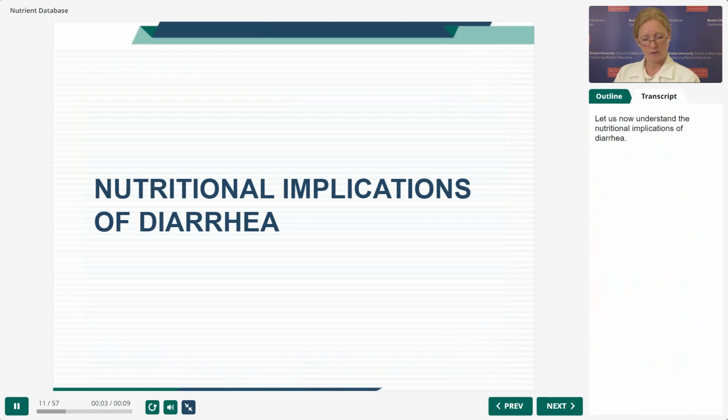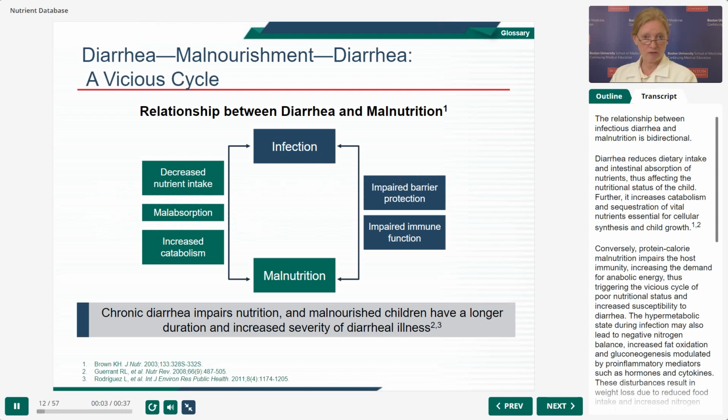Now we'll move to the next section of this lecture, which is discussing the nutritional implications of diarrhea. As you know, there is a vicious circle between malnutrition and diarrhea. Infection will affect the gut barrier and impair the immune function at the level of the gut and result in malnutrition, and vice versa. So chronic diarrhea impairs nutrition, and malnutrition in kids will have an impact on future diarrhea occurrence and also on the longevity of the current episode.